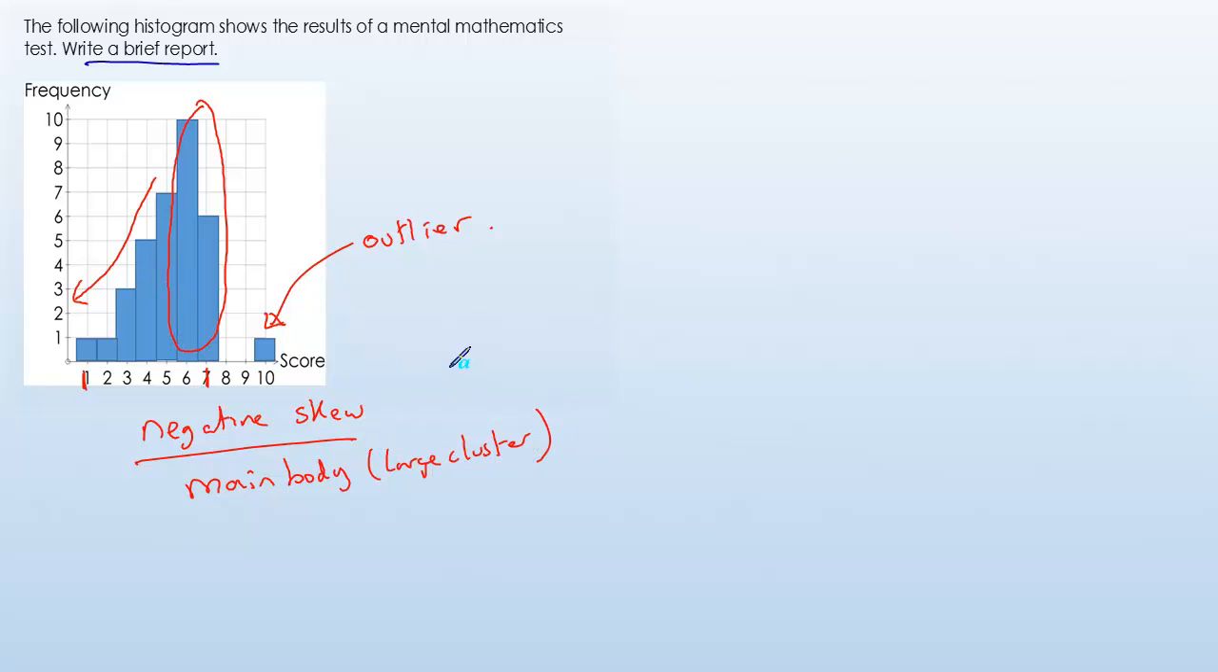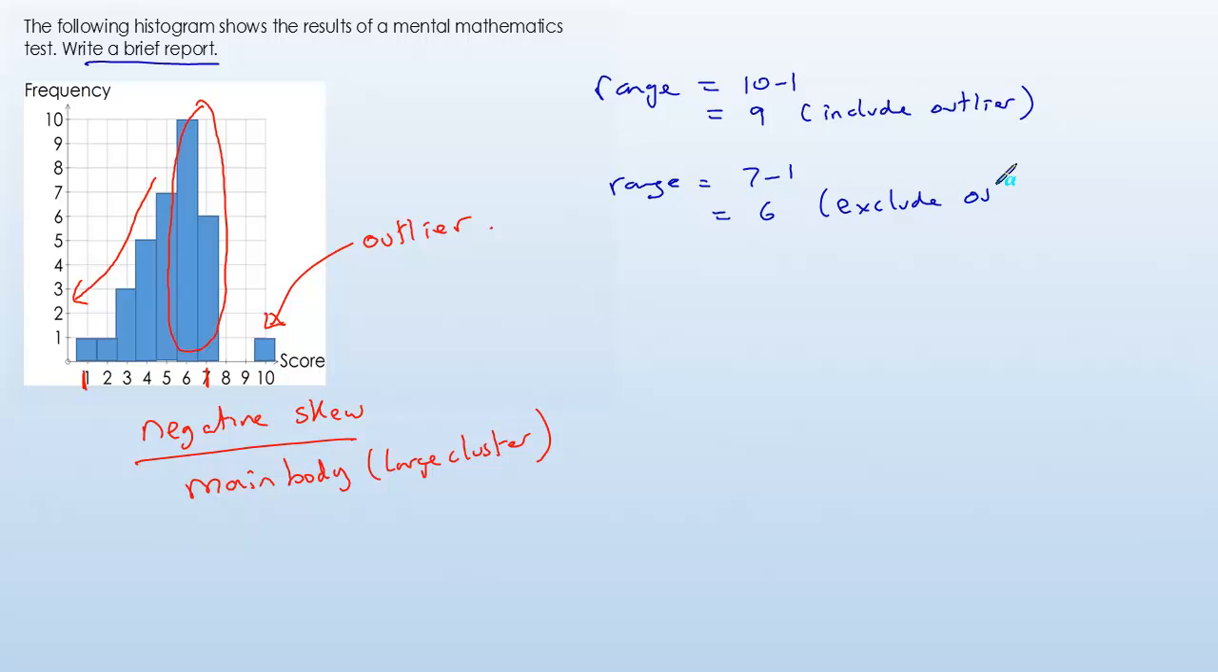We could work out things like the median and the range. Well, the range is 10 take away 1, which is 9, if we include the outlier, and the range is going to be 7 take away 1, which is 6, if we exclude the outlier. These are the sorts of things that you can put in.